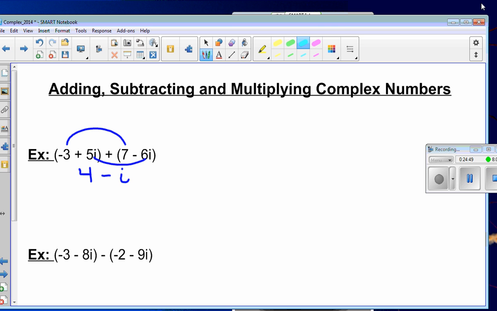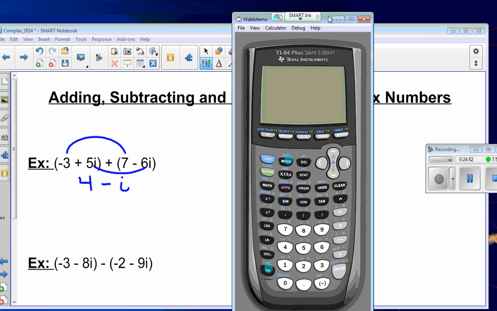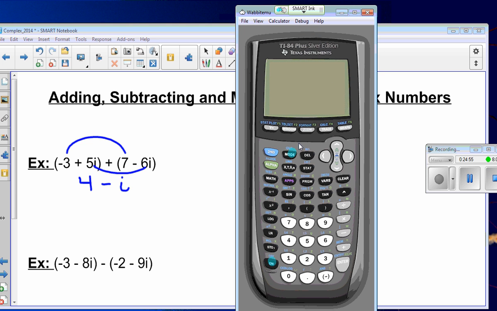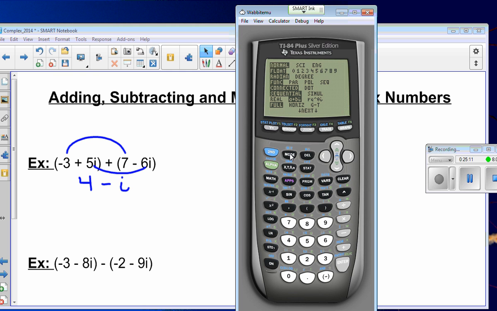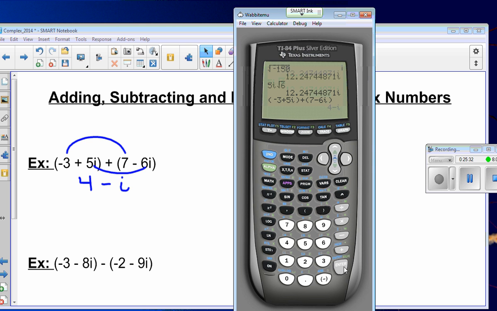Now, if you have a calculator, and you are in the correct mode, which you should be, I'm in a plus bi mode, which you should be too. I want you to type this in. Negative 3, if you could use the parentheses, just like you see it. Negative 3 plus 5i, plus, parentheses, 7 minus 6i. And I get the same answer.